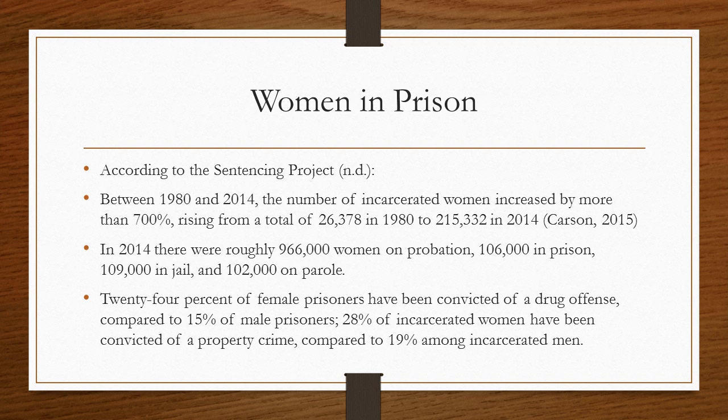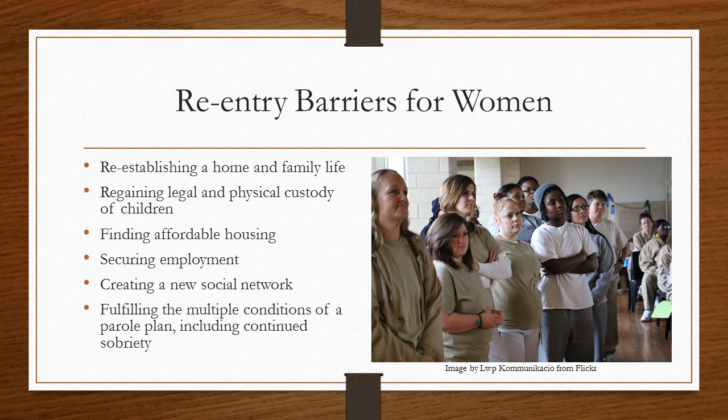Over the past quarter century, there has been a profound change in the involvement of women within the criminal justice system. This is the result of more expansive law enforcement efforts, stricter drug sentencing laws, and post-conviction barriers to reentry that uniquely affect women. In 2014, the imprisonment rate for African American women was more than twice the rate of imprisonment for white women. Reentry barriers for women include the following: reestablishing a home and family life, regaining legal and physical custody of children, finding affordable housing, securing employment, creating a new social network, fulfilling the multiple conditions of a parole plan, including continued sobriety.